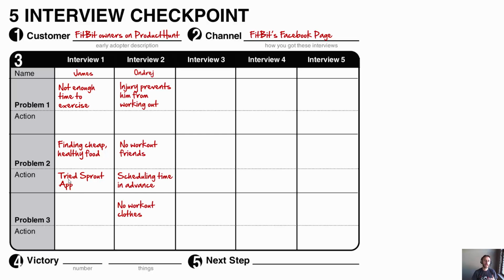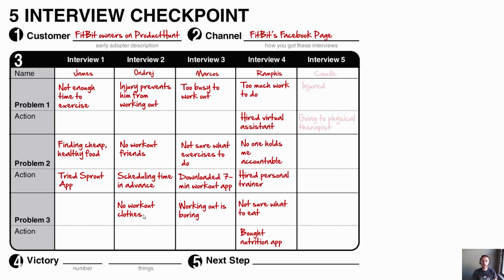Second interview, guy named Andre. Again, the first problem he mentions, this is injury prevents him from working out. He's not actively trying to solve it. He's got no workout friends, no one to do it with, so he started scheduling some stuff in advance, and he's got no good workout clothes, so he doesn't feel comfortable in his clothing, but he hasn't done anything to solve that problem. All right, so you can see the same. I'll do the same with the other interviews that I've done.